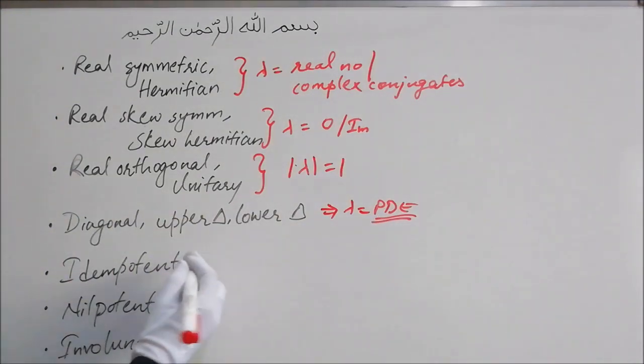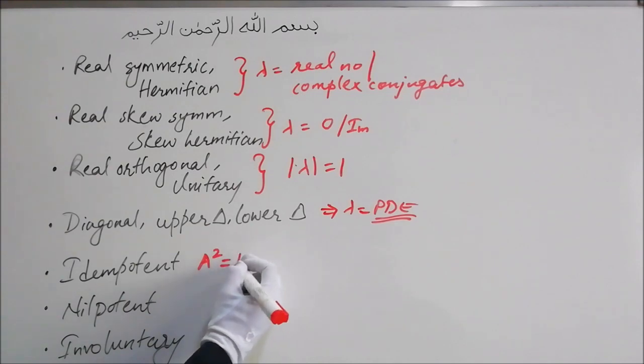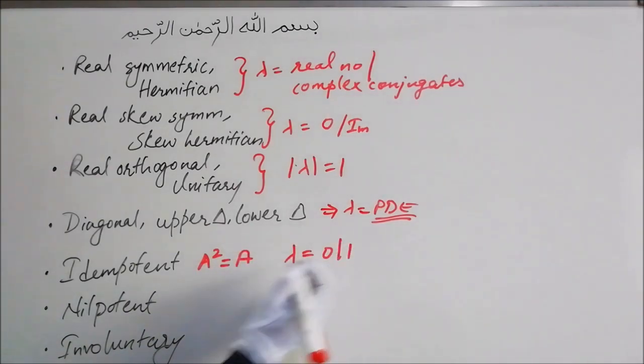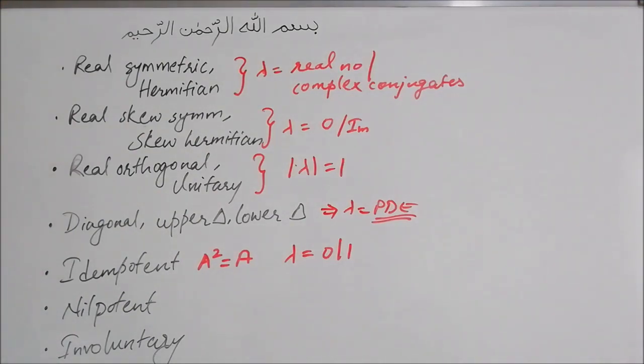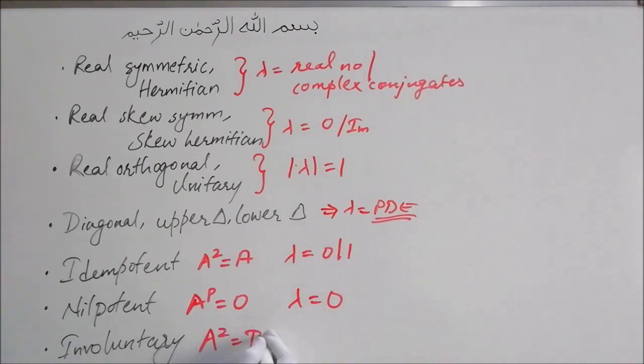For an idempotent matrix, which is nothing but A square equal to A, the eigenvalues are either 0 or 1. For a nilpotent matrix for which A raised to P is equal to 0, the eigenvalues are always 0. For an involutory matrix where A squared is equal to I, the eigenvalues are either plus 1 or minus 1.